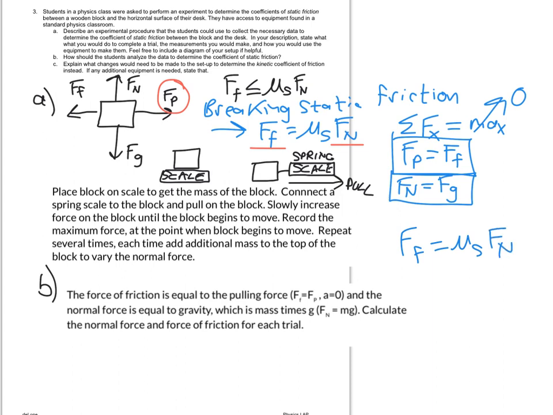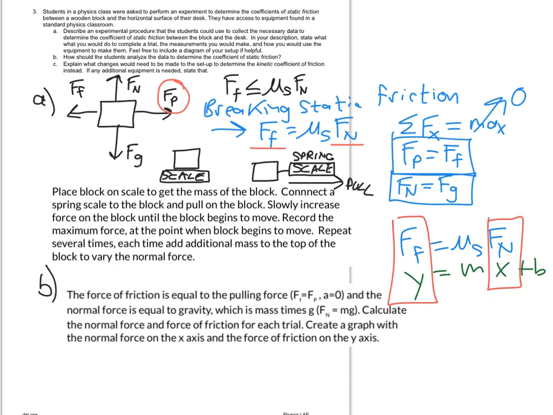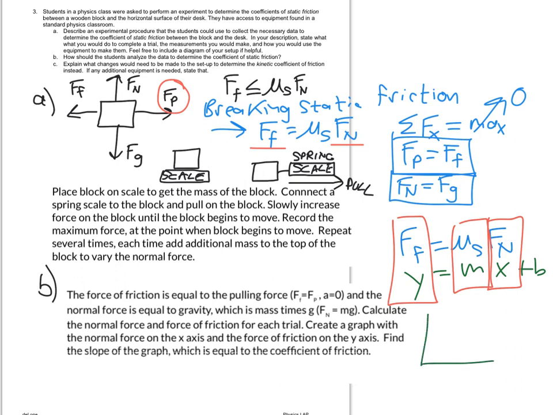So if we compare that to our equation for a line, y equals mx plus b, if we put Fn, our independent variable, on the x-axis, and Ff, our dependent variable, on the y-axis, our slope will be set up to be the coefficient of friction, which is quite convenient. So we're just going to create a graph here that is Ff versus Fn, and then the slope will be equal to mu. And that's how we can ultimately find mu in a way that really reduces the error.